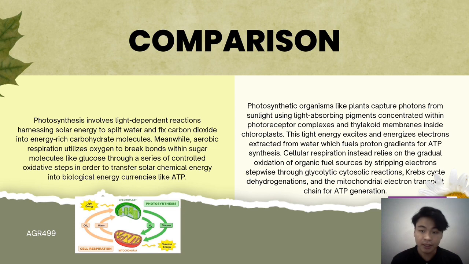Cellular respiration instead relies on the gradual oxidation of organic fuel sources by stripping electrons stepwise through glycolytic cytosolic reactions, Krebs cycle dehydrogenations, and the mitochondrial electron transport chain for ATP generation.